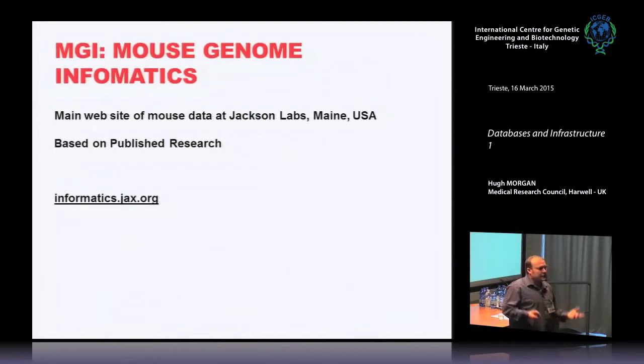So MGI, as I said, is Mouse Genome Informatics. This is the primary website for mouse data at the Jackson Laboratory in Maine, USA, which is a very, very large mouse institution that has been doing this for a very long time. It's largely based on published research.